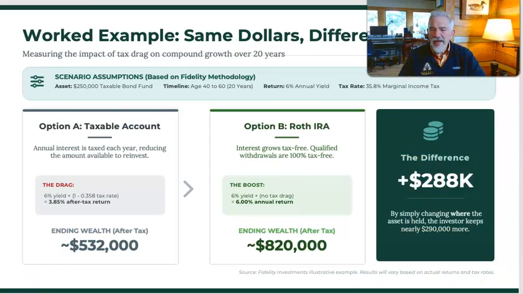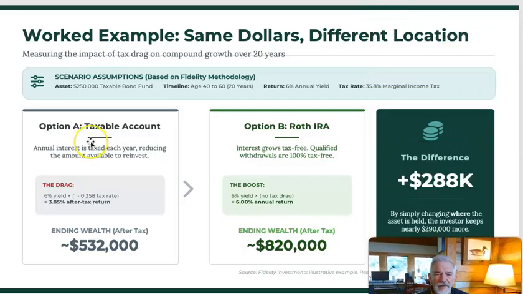Now, just to give you an example of the difference in a taxable account and a tax-free account, to show you how significant the difference can be. Suppose you had an asset, and let's see what type of asset we have here. Is it a bond? Yes, we have a $250,000 taxable bond fund. Okay, so we have some other specs here. Individual age 40, holding this for 20 years, a 20-year bond with a 6% rate of return. This individual's in close to a 36% marginal tax bracket.